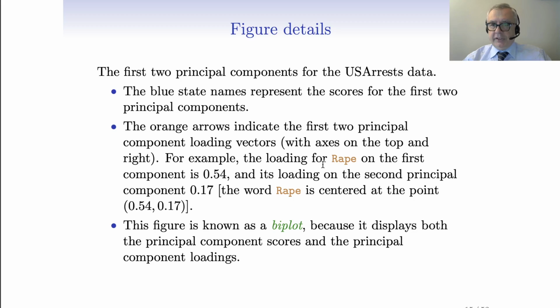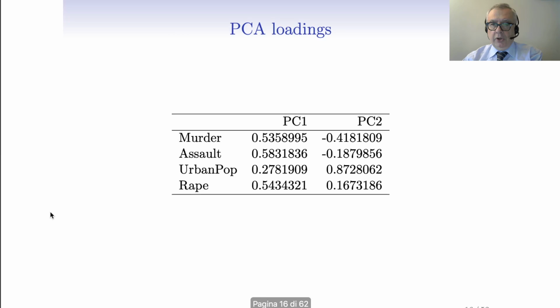And for instance, the loading for rape on the first component is 0.54, and the loading of rape for the second principal component is 0.17. And in this way, I can represent all the crimes, that is the features in this case, on the biplot. That is the name of this figure. It is called biplot because it displays both the principal component scores and the principal component loadings.